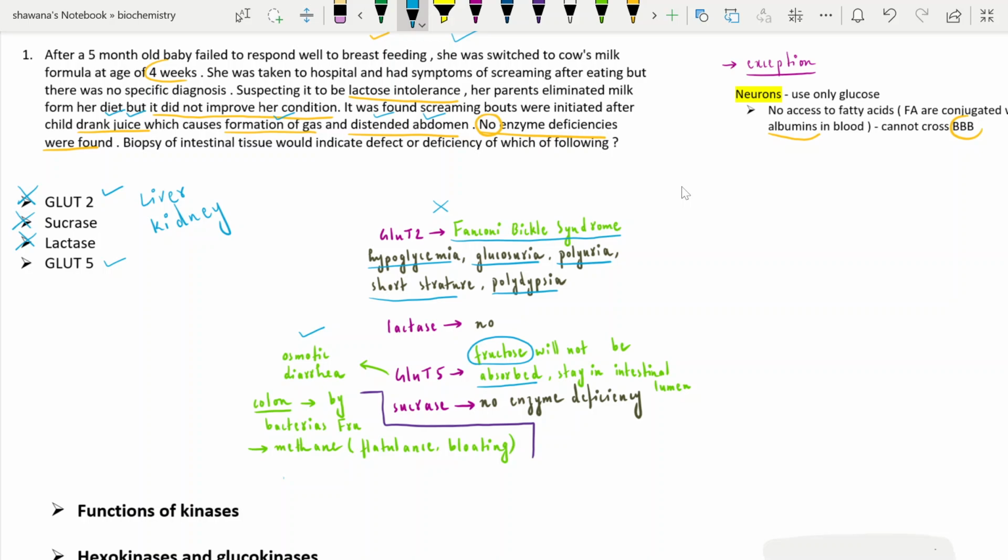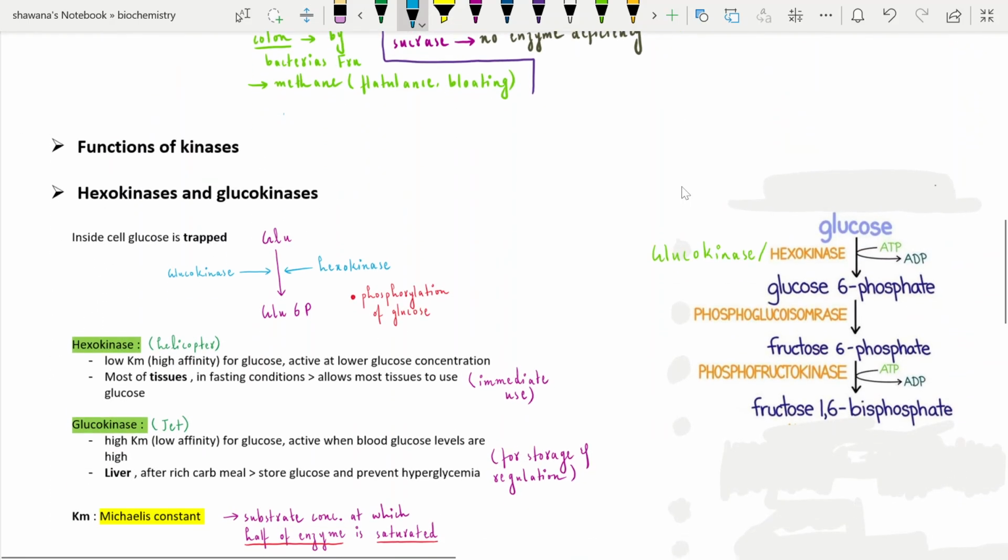So like this we are going to correlate the question hints and the options given in the answer. Formation of gas is linked to flatulence and bloating and distended abdomen as well. So GLUT5 is the correct answer among these.